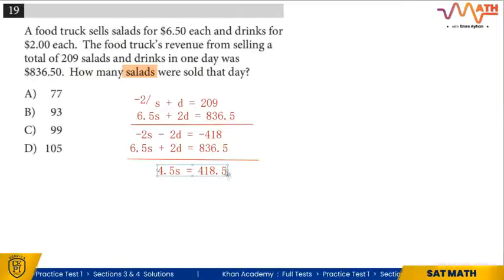Yes. So we have to divide these numbers, right? Start up. 5, 5, 5, and 93.